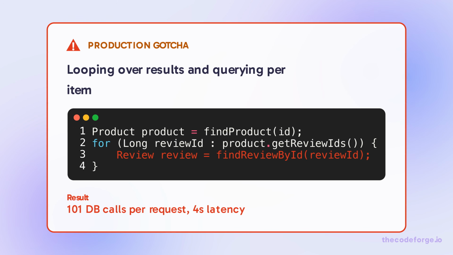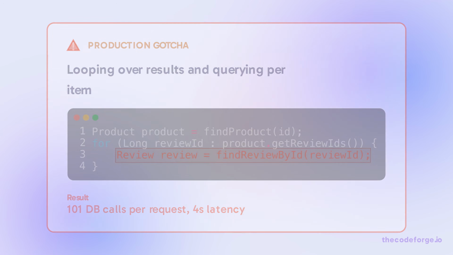This is the exact pattern that caused the Black Friday incident. Each iteration of the loop executes a separate database query. With 100 reviews, that's 101 queries. Always use joins or eager loading to fetch related data in a single query.